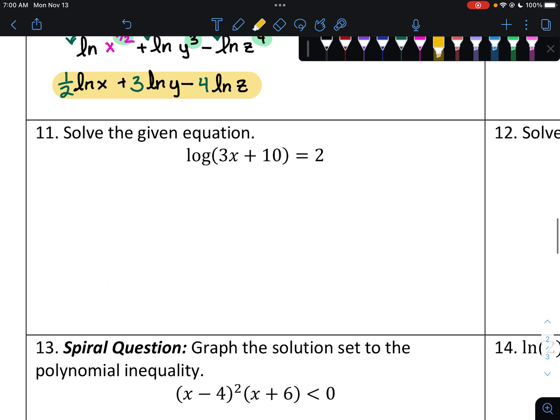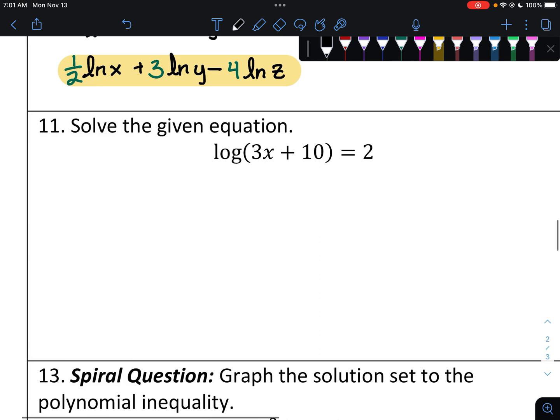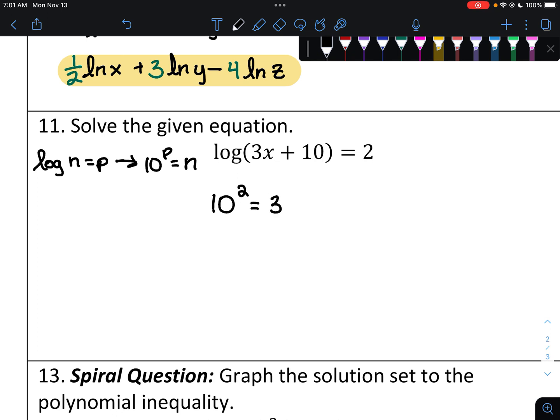Looking at number 11, solve the log equation. So there's no way to get common bases because I only have one single log. So we're going to switch to exponential form. Currently we have it in the form of log of a number equals a power. Because there's no base written, that means it's base 10 to a power equals a number. So we have 10 to the 2nd power equals 3x plus 10. Well, 10 to the 2nd power is 100.